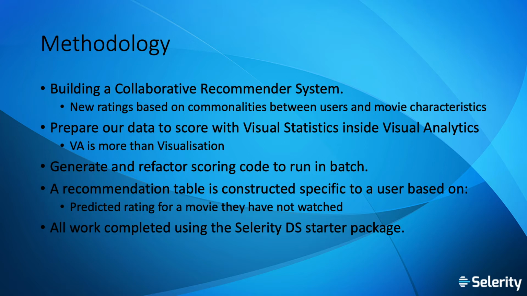We'll be preparing the data for our scoring using SAS Studio and the programming interface of the Data Science Starter package. We'll then build a scoring model and compare that against alternative models using visual statistics. Here you'll start to see how VA is more than just visualization. We'll also use the export code feature of Visual Statistics to take our model and integrate that code into a project, which we can then run on a batch basis and productionize our recommendations.